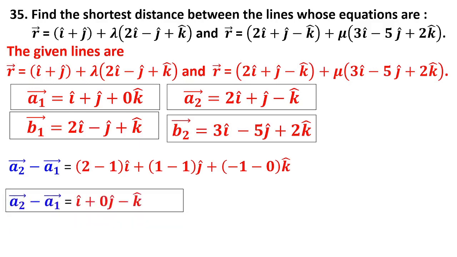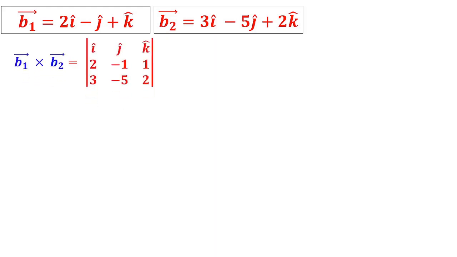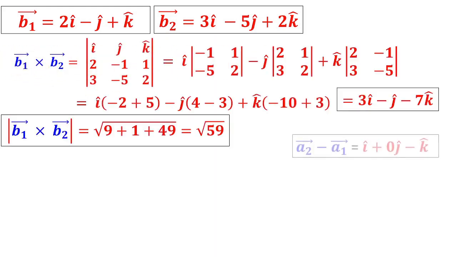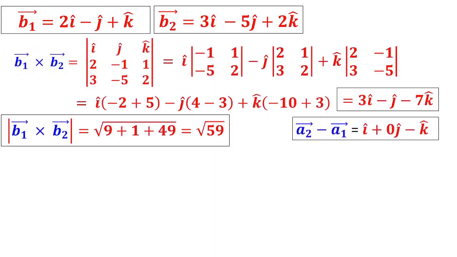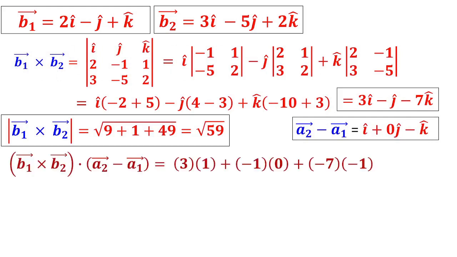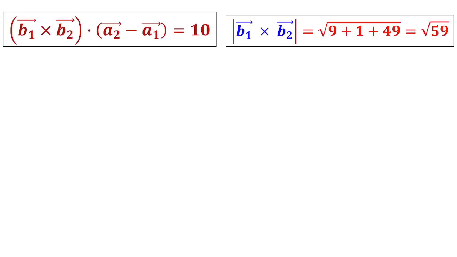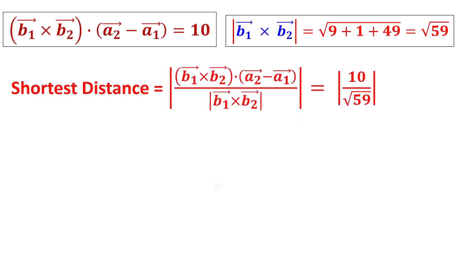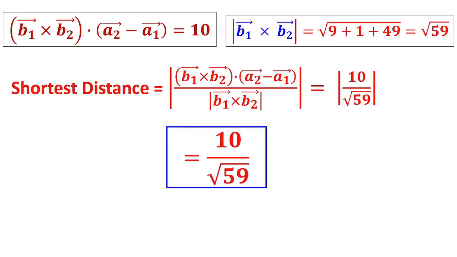a2 minus a1 I have found and keep it ready, and b1 cross b2 I am finding and keep it ready, and magnitude of b1 cross b2 is root 59. Finding b1 cross b2 dot a2 minus a1, I am finding the answer as 10. I am putting it in the formula for shortest distance. 10 by root 59 is the answer.